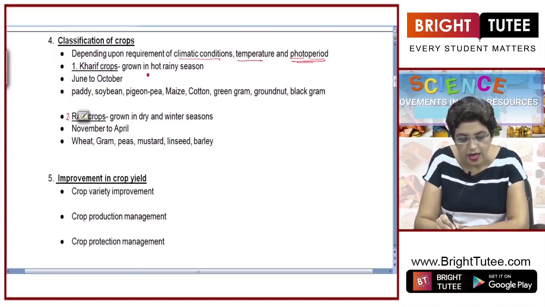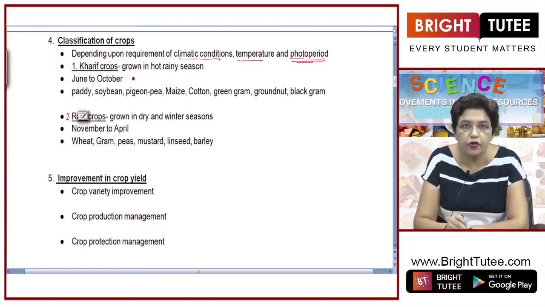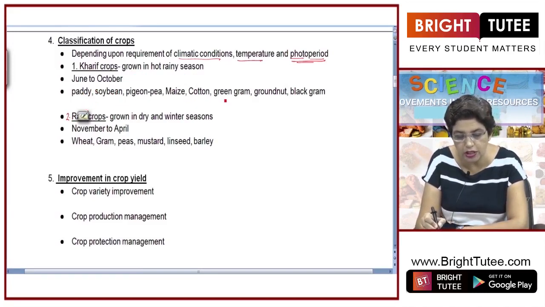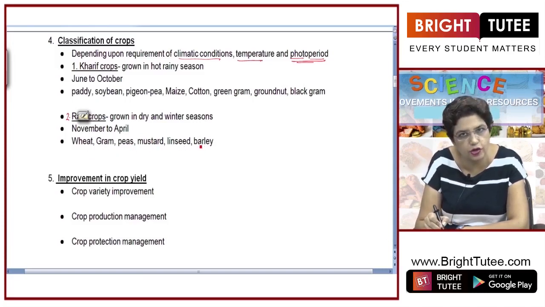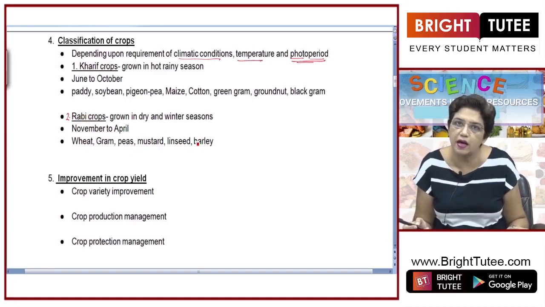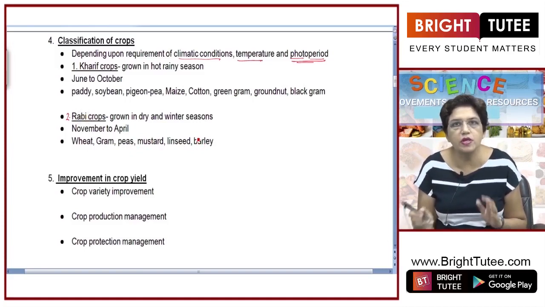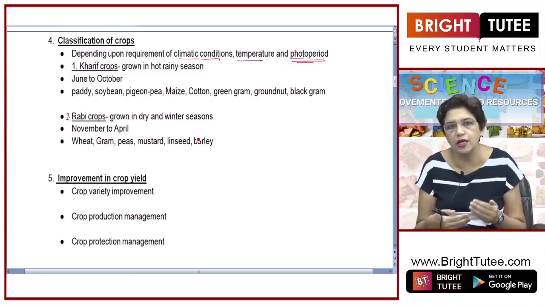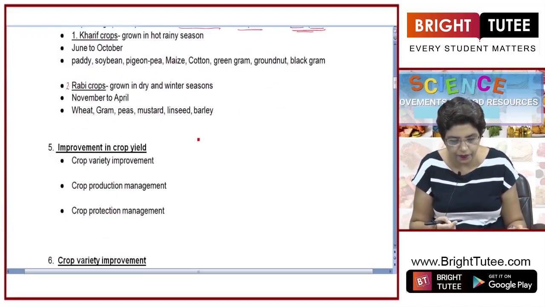The kharif crops are grown in the hot rainy season from June to October. Examples are paddy, soybean, pigeon pea, maize, cotton, green gram, groundnut and black gram. On the other hand, we have rabi crops which are grown in dry and winter seasons, that is from November to April, because the water requirement and the photo period requirement is lesser for these crops. Examples are wheat, gram, peas, mustard, linseed, barley, etc. So we can classify the crops as kharif or rabi, and most of the farmers grow kharif and rabi one after the other in their given piece of land.